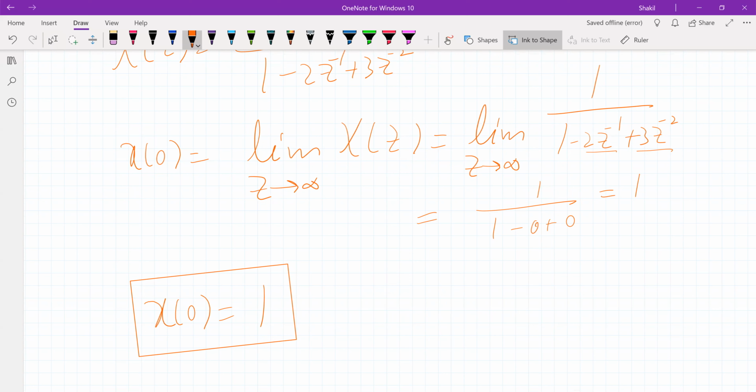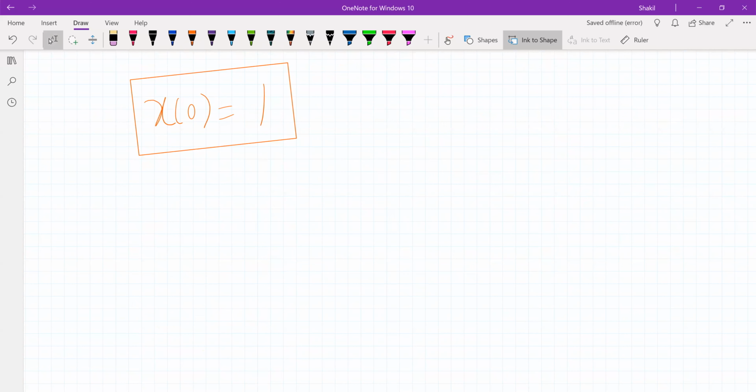All right, so this is how we compute the Z transform of these signals, and we defined several properties here. In the next session, we'll see how to compute the inverse Z transform.